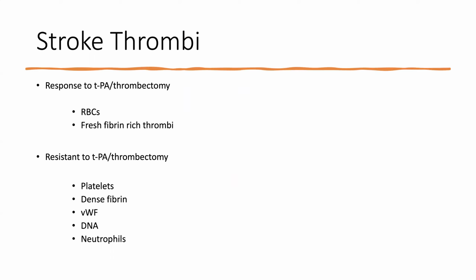So the response to TPA or thrombectomy: the RBC-rich clots usually respond well to thrombectomy or IV TPA, or a fresh RBC clot with some fresh fibrin. Usually responds well to IV TPA or thrombectomy. The ones that are resistant to IV TPA or thrombectomy are the platelet ones, the dense fibrin, the ones that have a lot of von Willebrand factor, DNA, neutrophils.